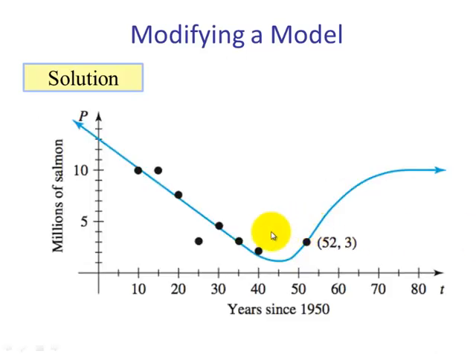So when we plot this original data with the new data point, this is what the scatter plot looks like. And in this example, we wanted the population to level out at 10 million. So here's an example where the population is decreasing, and then it starts to increase, and then it increases till it levels off at 10 million.